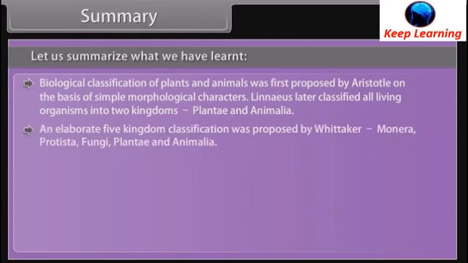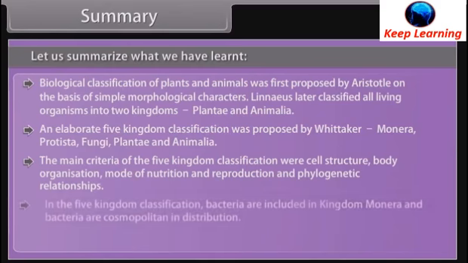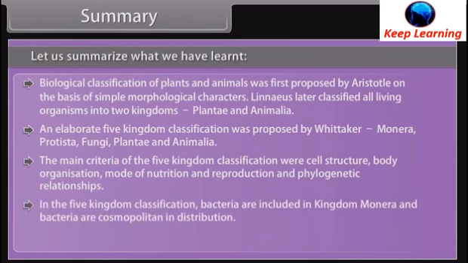An elaborate 5-kingdom classification was proposed by Whittaker: Monera, Protista, Fungi, Plantae and Animalia. The main criteria of the 5-kingdom classification were cell structure, body organization, mode of nutrition and reproduction, and phylogenetic relationships. In the 5-kingdom classification, bacteria are included in kingdom Monera, and bacteria are cosmopolitan in distribution. These organisms show the most extensive metabolic diversity.